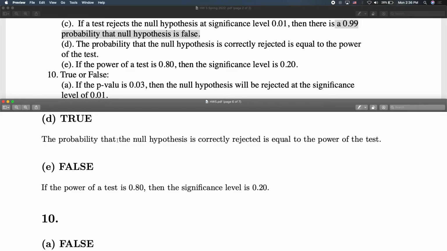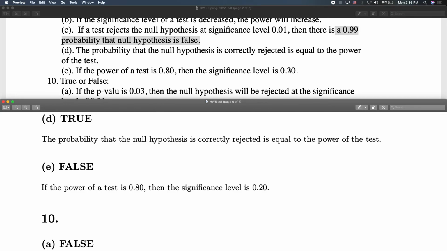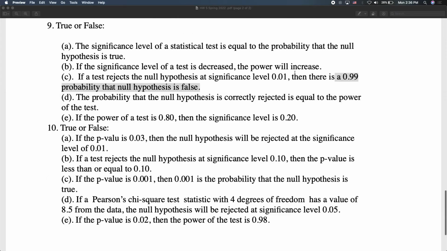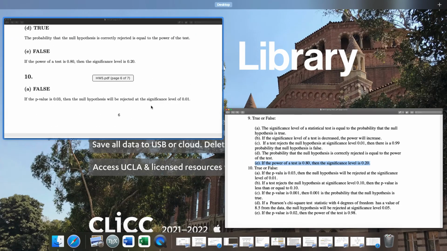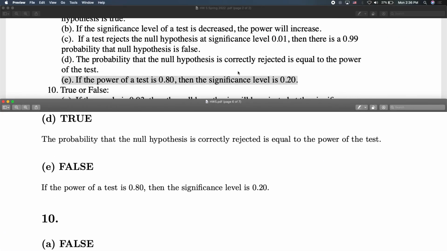And then, if the power of the test is 0.8, then the significance level is 0.2. Again, if you refer to a graph that contains both the significance level and the power, you will see that they do not necessarily sum up to 1. It's not the case that when one is alpha, the other is 1 minus alpha. So that is also false.